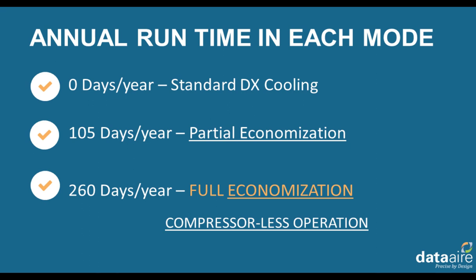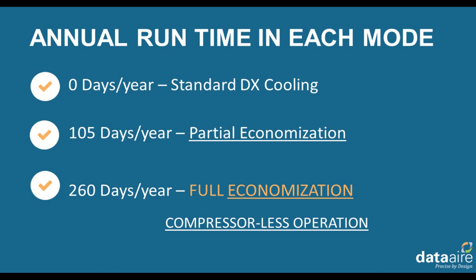To see how that looks in days rather than hours might make it a little more clear. So 105 days a year of partial economization, 0 of standard DX cooling, like I mentioned, but 260 days a year of full economization. So that's compressorless operation. So you might say that's great, but this job's in Los Angeles and it has perfect weather. And you might be wondering, how will this work in other locations?